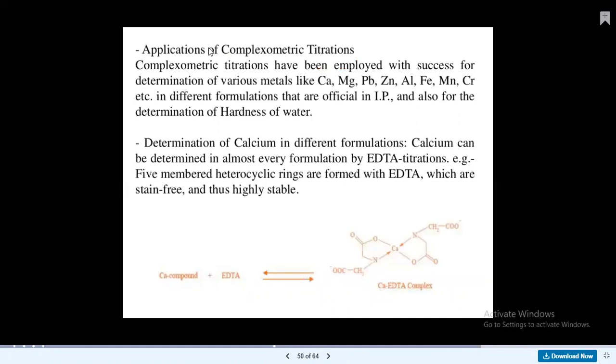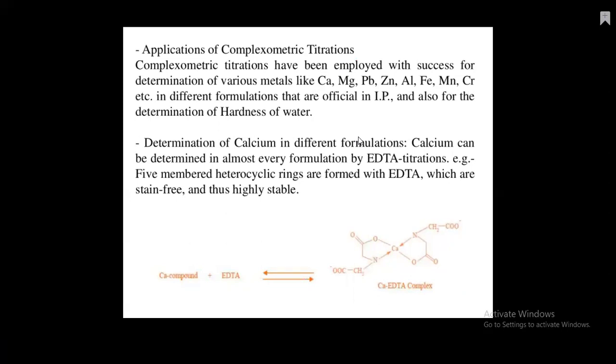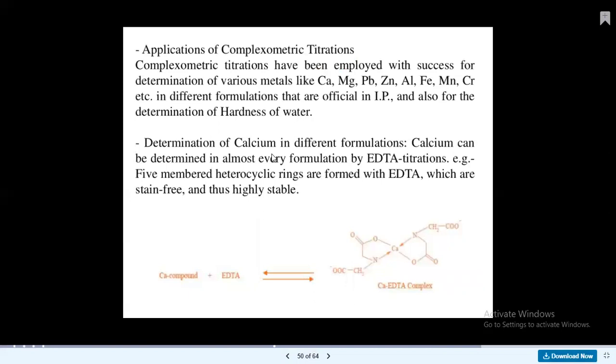Application क्या है complexometric titration की? Complexometric titration has been employed with success for the determination of various metal ions like calcium, magnesium, lead, zinc, aluminum, ferrous, manganese, chromium, etc. in different formulations. ठीक है, डिफरेंट फॉर्मुलेशन में हम जो इसे यूज कर सकते हैं, हार्डनेस ऑफ वाटर मालूम किया जा सकता है. That can also be used to find out the formation of hemoglobin on the basis of the concentration of ferrous iron.